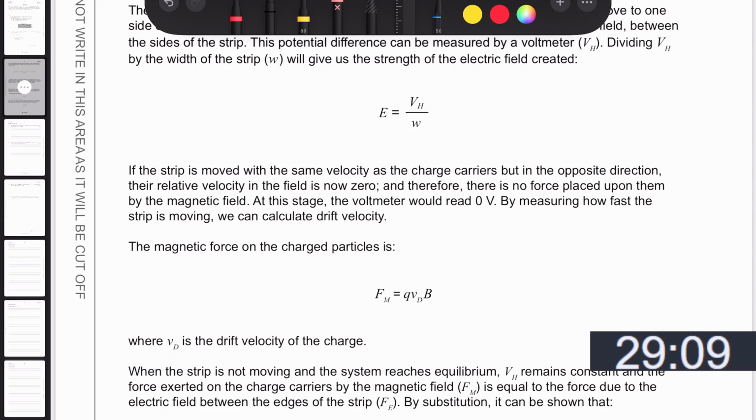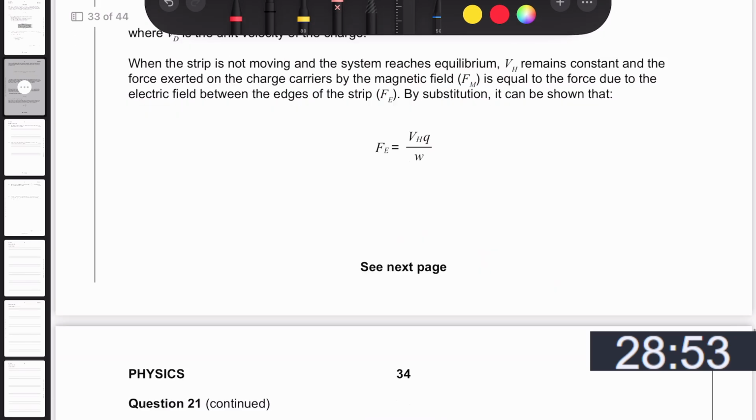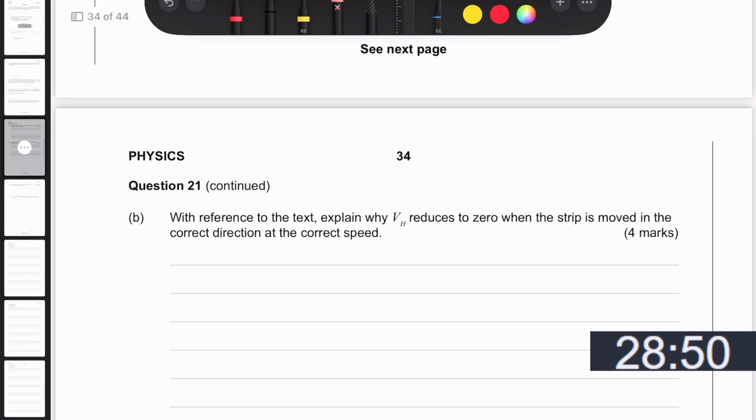Magnetic force on the charged particles. When the strip is not moving and the system reaches equilibrium, VH remains constant, and the force exerted on the charge by the magnetic field equals the force by the electric field. By substitution, it can be shown that... Okay. Explain why VH is 0 when the strip is moved in the opposite direction at the correct speed.